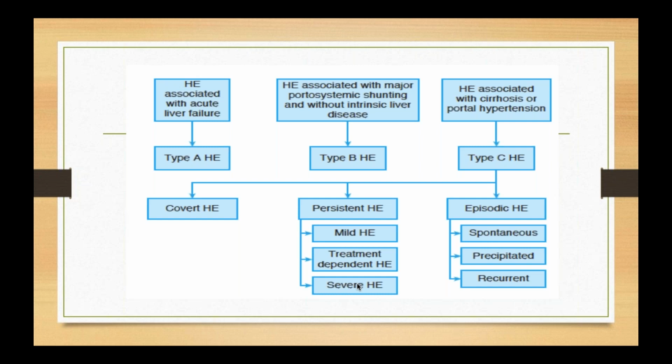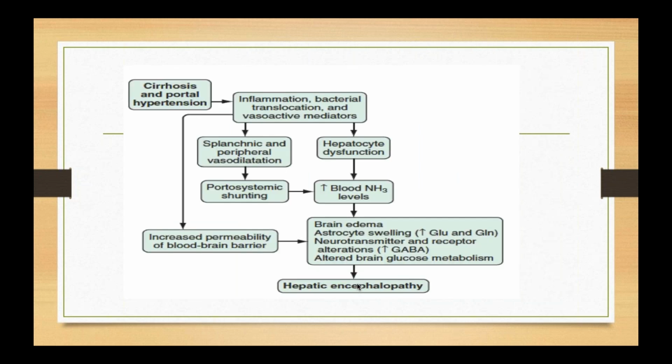The other classification, you can say it is covert, persistent, or episodic HE. Covert means it's a minimal hepatic encephalopathy that you can diagnose only by doing some specialized test, or the patient can have overt HE like mild HE, treatment dependent, severe HE, or sometimes spontaneous HE, precipitated or recurrent HE.